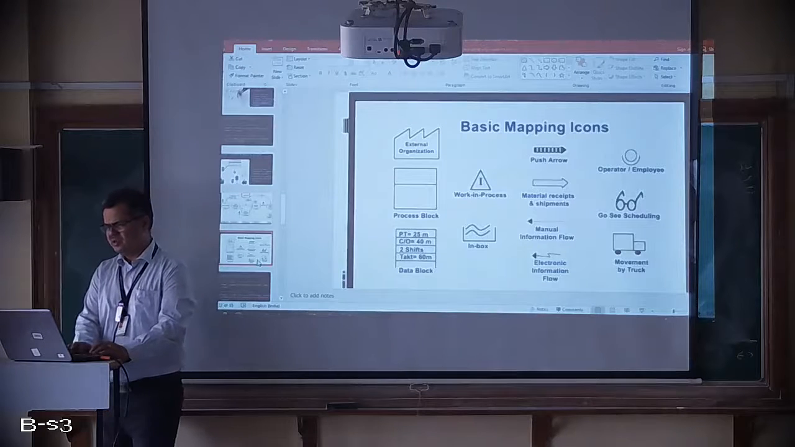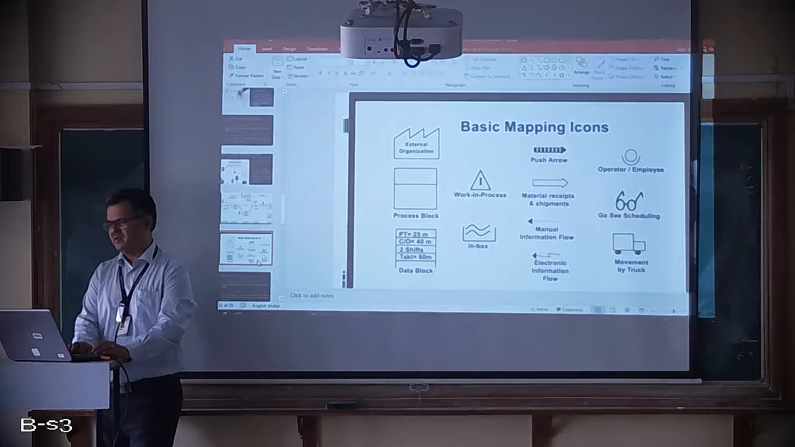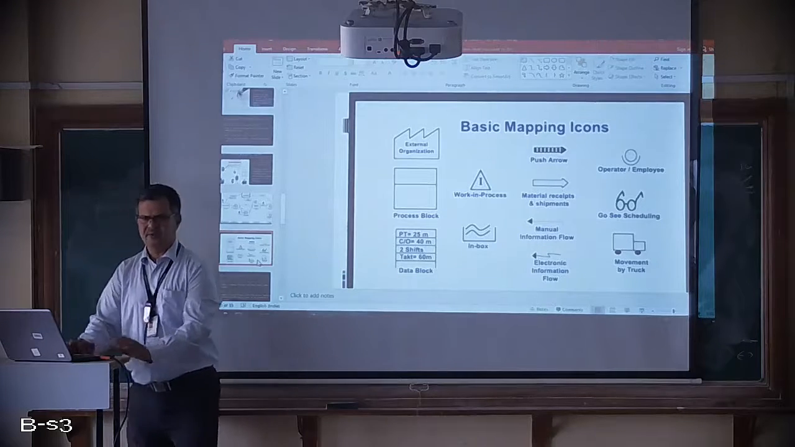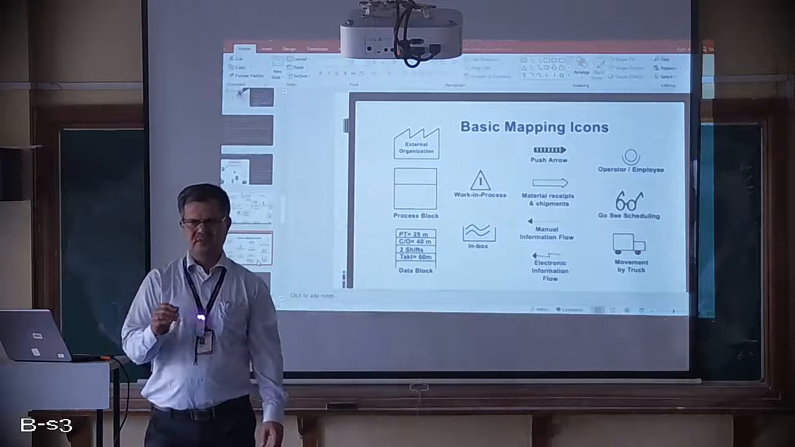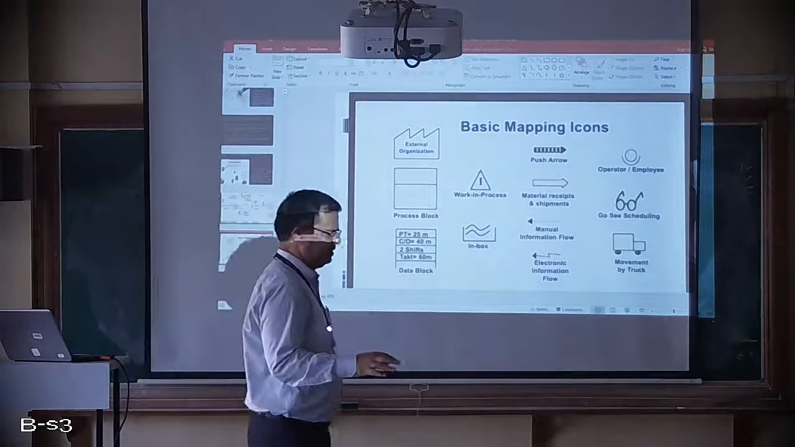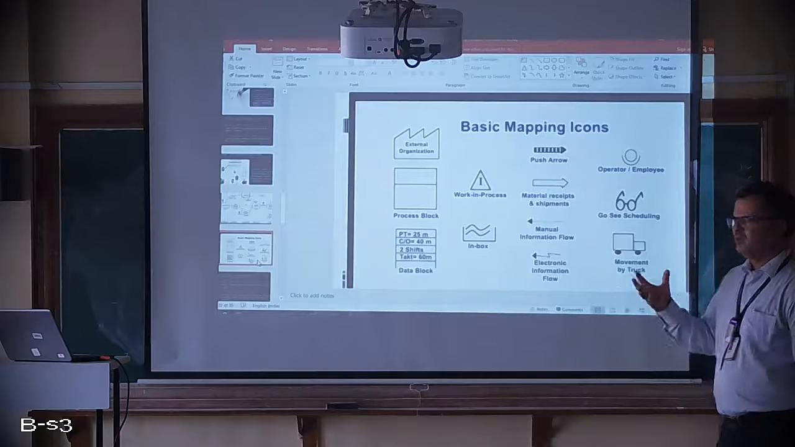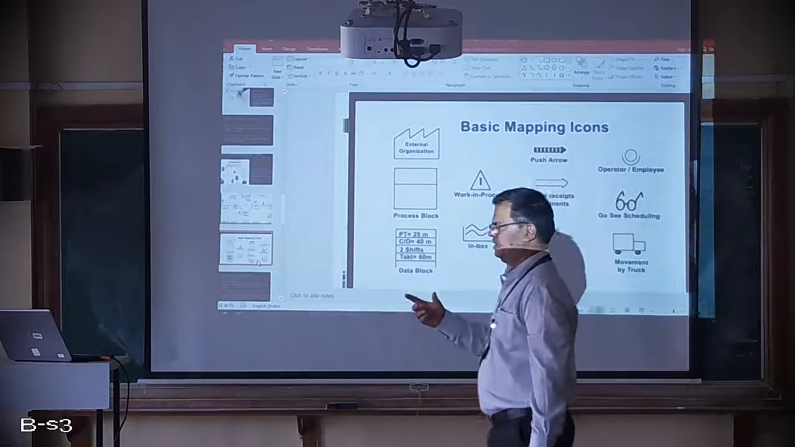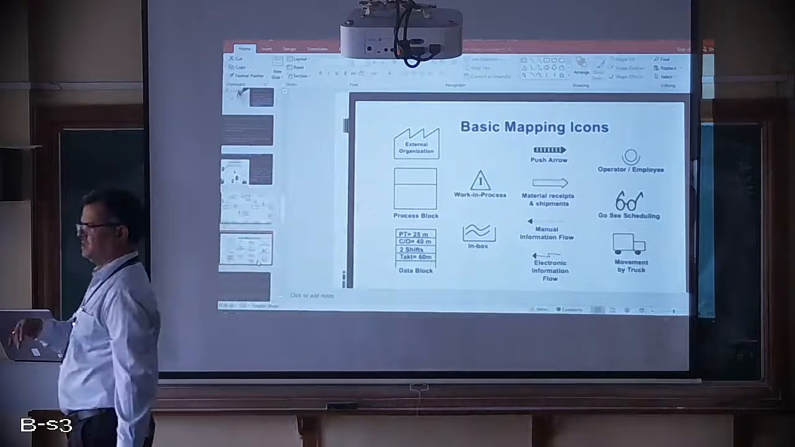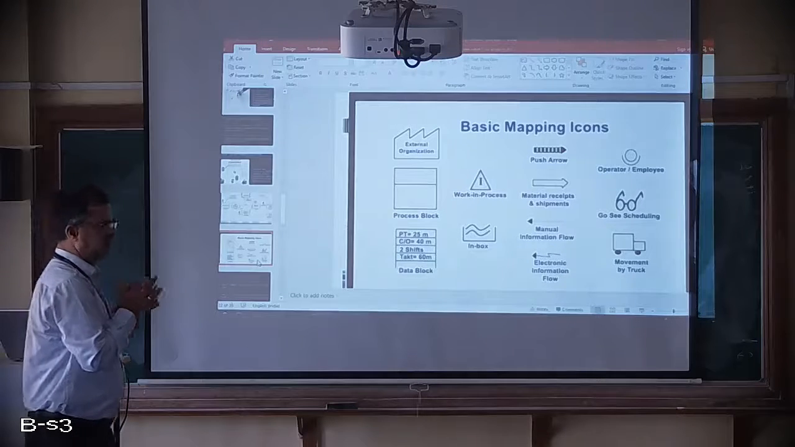Here I have shown a few of the icons used in mapping. Value stream mapping should be drawn using some typical icons; it can't be drawn as you like. It's not a block diagram, where you might use a triangle for storage, a rectangle, or a square for inspection. Here there are some typical icons to be used while drawing value stream mapping.